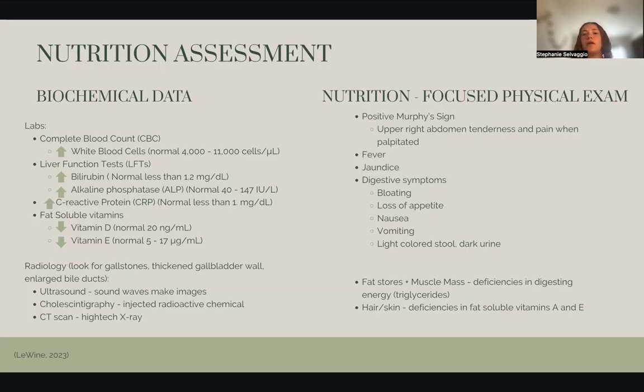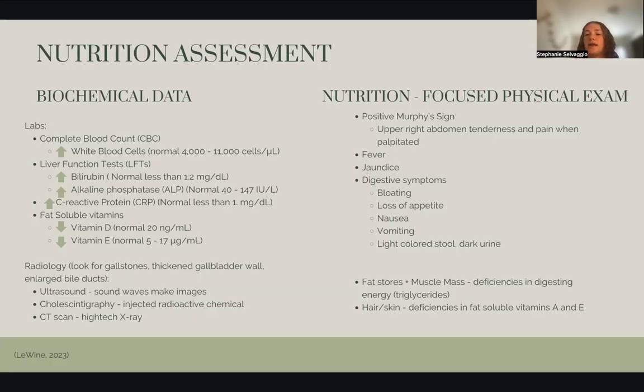Digestive symptoms: bloating, loss of appetite, nausea, vomiting, and then light colored stool. This can come from your body not absorbing those fats, and so they come out in your stool. So your stool is likely to be very light in color and almost greasy. And then some more nutrition focused things, looking at fat stores and muscle mass. So deficiency in digesting energy or triglycerides, you're going to lose weight. And so those are some things to look at, or those fat stores, maybe underneath the eyes, muscle mass.